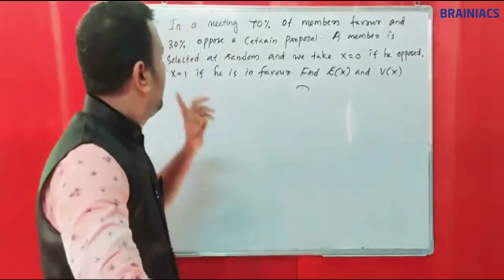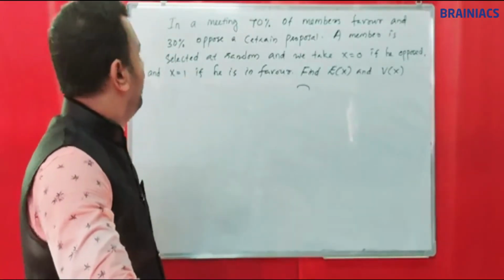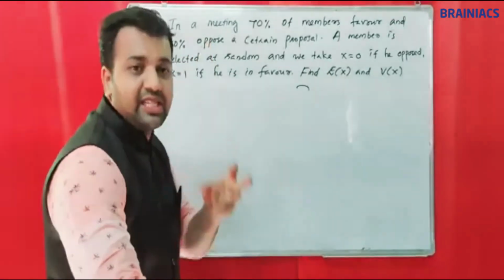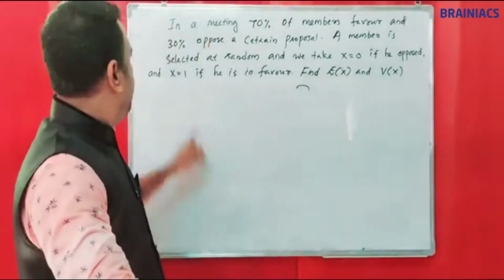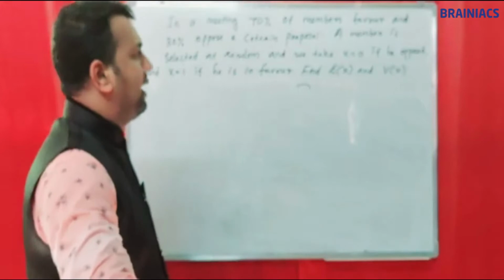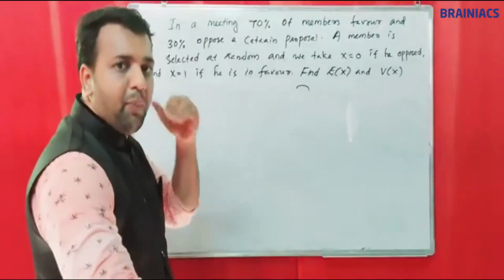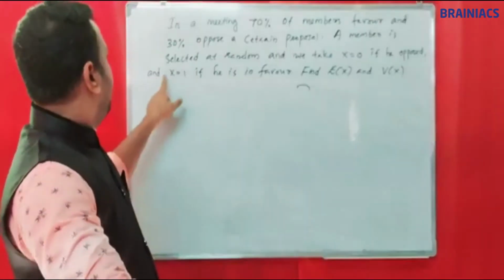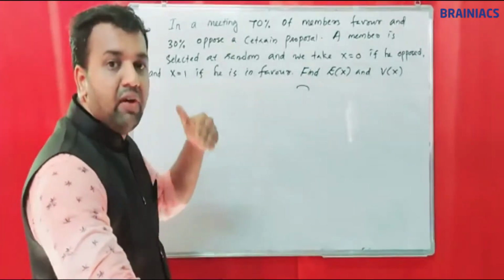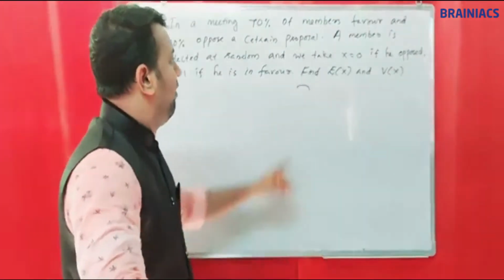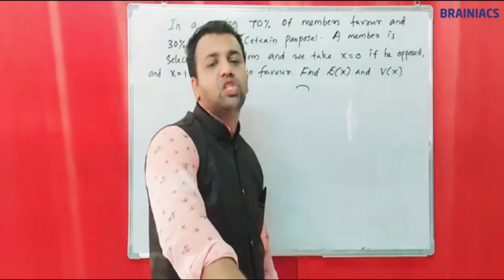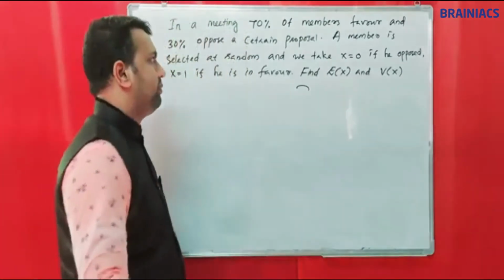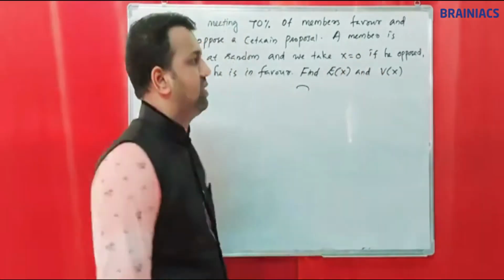Next question is, in a meeting 70% of members favor and 30% oppose a certain proposal. A member is selected at random and we take x equal to 0 if he opposes that proposal and x equal to 1 if he is in favor of that proposal. So find expectation of x and variance of x. Okay. V of x means variance of x.